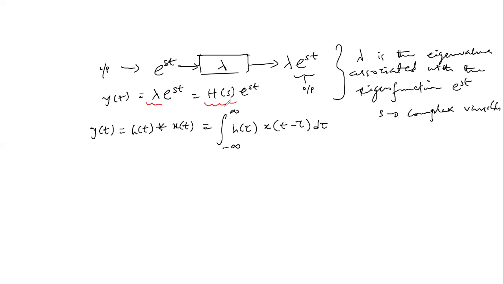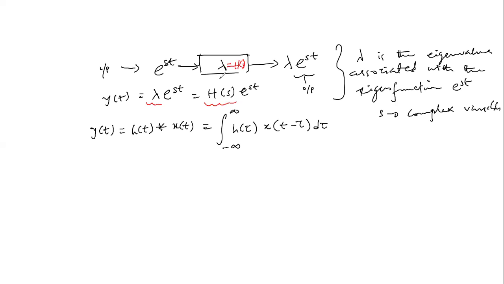Now, Wilson, is that clear? Yes, sir, I think so. So you're saying that this eigenvalue is the same as the impulse response, that's h of t or h of s? Exactly, it's the same as h of s. Okay, thank you, sir. Yeah, so that's what characterizes the system.